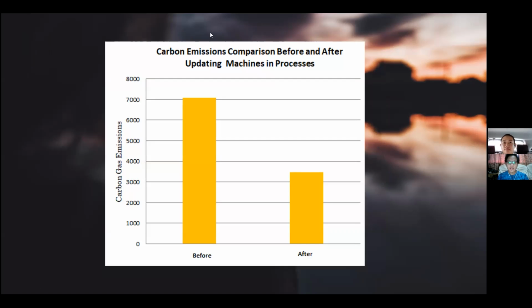So as you can see in the graph, this is the carbon gas emissions comparison before and after updating machines in processes. As you can see, before, the carbon gas emission is more than 7,000, and after, we can see it is more than 3,000.